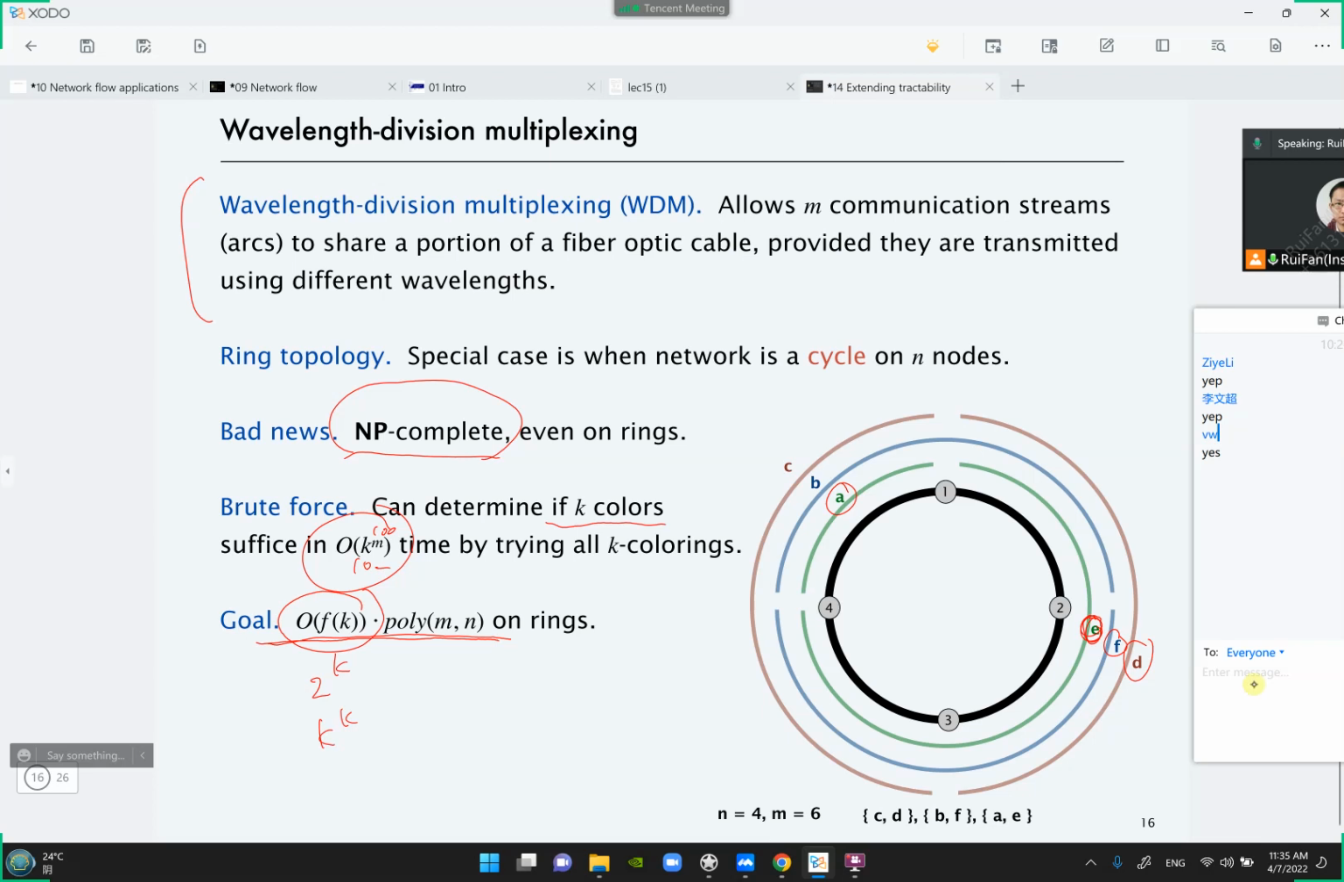However, for all of the other parameters, m here is the number of edges, and n here is the number of vertices. These m and n can be quite large in practice. So therefore, we do not want exponential running time in terms of m and n. We want a running time which is polynomial in m and n, but possibly exponential in k. This way, for most practical instances of the problem, you still get a reasonable running time.